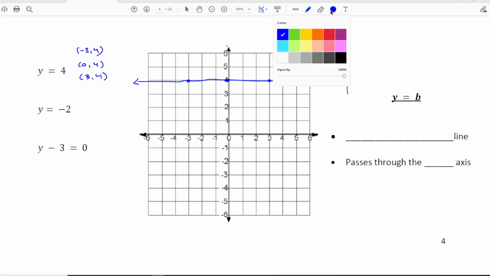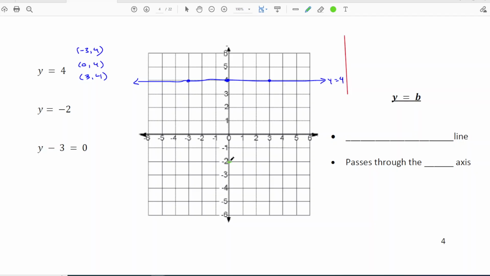Now I'll use a different color. What if I wanted to graph y equals -2? Well, again, no matter what x is, y is -2. So here's a point, y equals -2. Should I draw it vertically or horizontally? Definitely horizontally. So this is y equals -2.